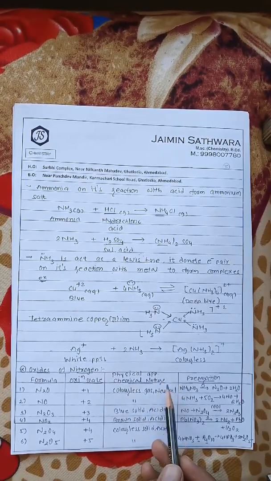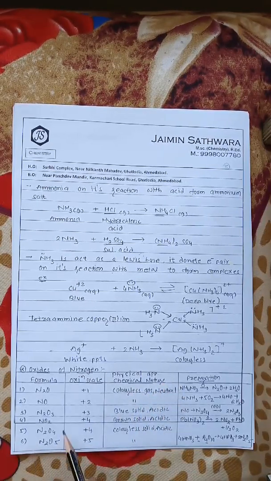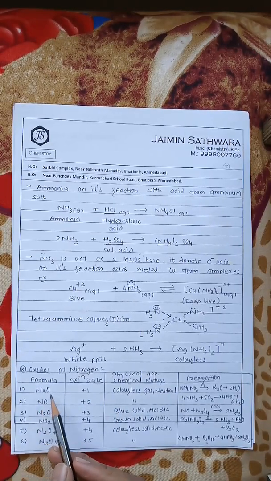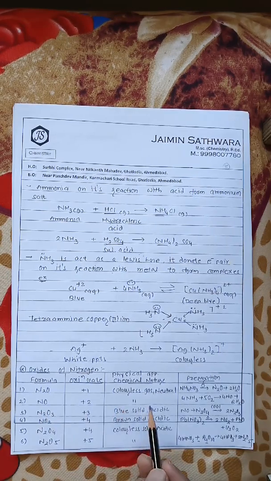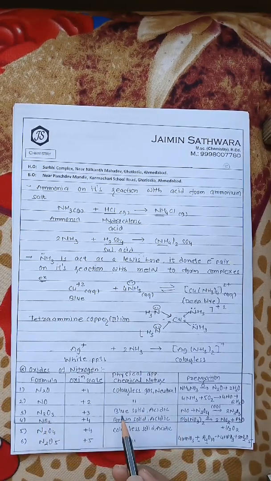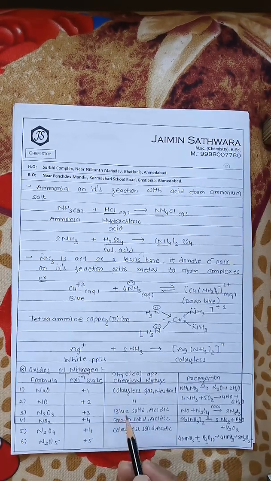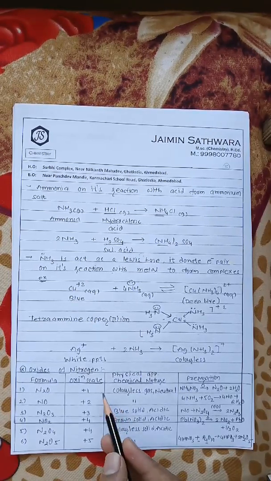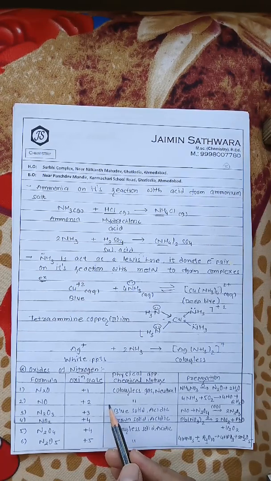Now the physical appearance and the chemical nature of these oxides of nitrogen. N2O and NO are colorless gases and neutral in nature, while N2O3 is a blue colored solid and acidic in nature. NO2, nitrogen dioxide, is a brown colored gas and acidic in nature, while N2O4 and N2O5 are colorless solids and acidic in nature. So the first two and the last two are colorless. The first two compounds are neutral in nature and the last two compounds are acidic in nature.